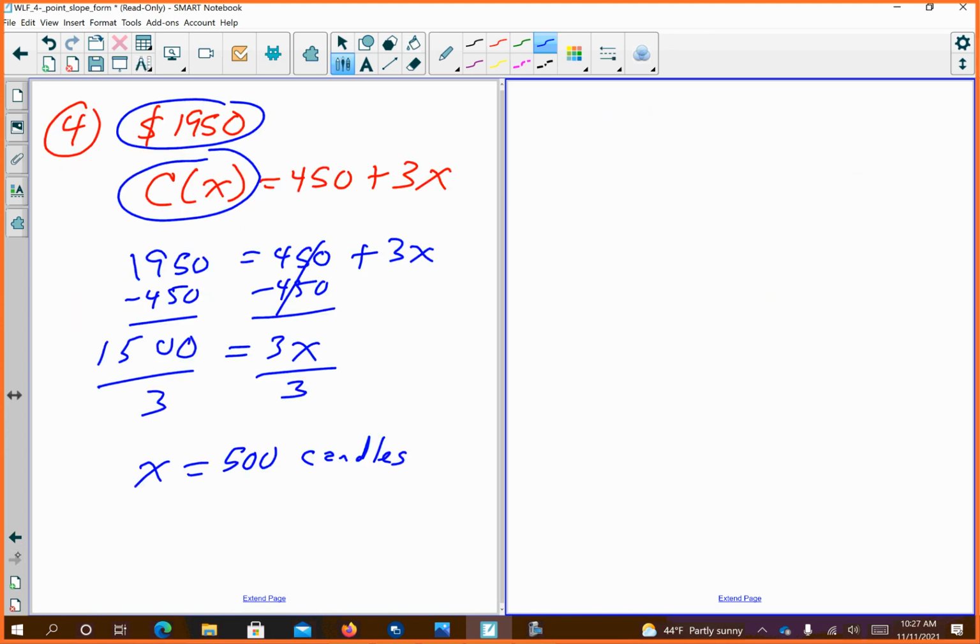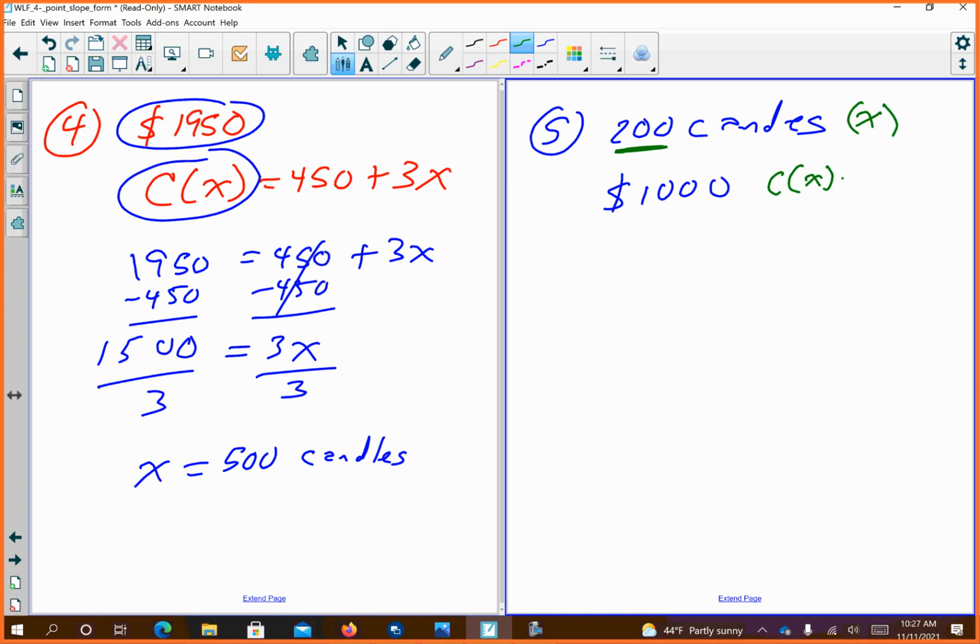All right, and then number 5 says, hey, an employee says that 200 candles would cost $1,000. And they want to know, is this accurate or not? So this is an X value. This is our C at X, which is our Y value. Okay? So I can do one of two things. I could set 1,000 in for C at X, or I could plug 200 in for the candles. They're both going to get you the same idea. So I'm going to take the 200 and plug it in.